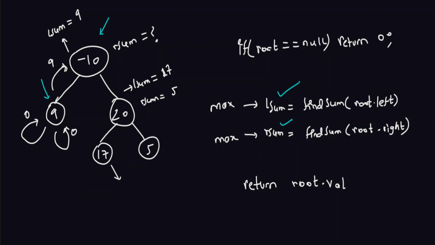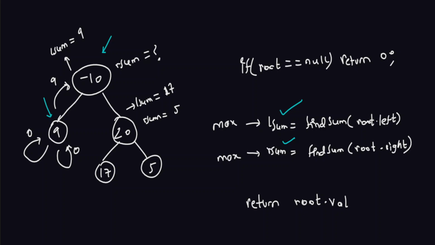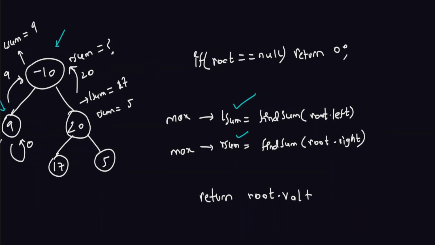Now, what were we returning? We were returning root.val. So here what we are going to return is 20. Really? Is 20 the sum? Do you think so? No. What is the sum? Actually, we have to also include the left and right part of it. So how are we going to do that? Should I include 17 or should I include 5? Remember, we have to return the max. How are you going to get the max? Simple, you can do max of L sum, R sum.